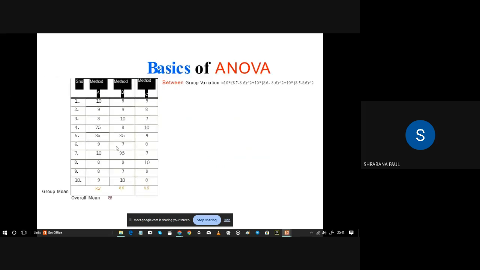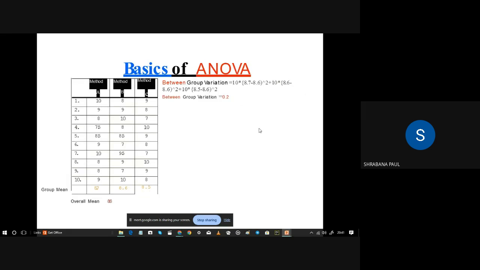Now, their group means are given. The group mean of method A is 8.7, the group mean of method B is 8.6, the group mean of method C is 8.5, and the overall mean is 8.6. Now we calculate the variance between: 10 for the number of observations, times 8.7, the group mean of method A, minus 8.6, the overall mean, whole square. Similarly 10 times 8.6 minus 8.6, where 8.6 is the group mean for method B and 8.6 is the overall mean. Similarly for method C, it's 8.5, the group mean, and the overall mean is 8.6. So we got the calculation as 0.2.